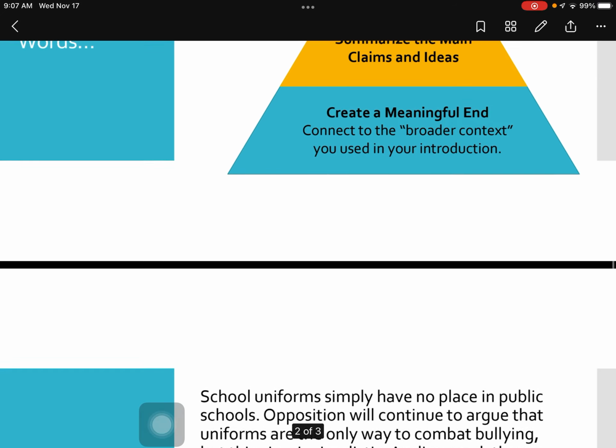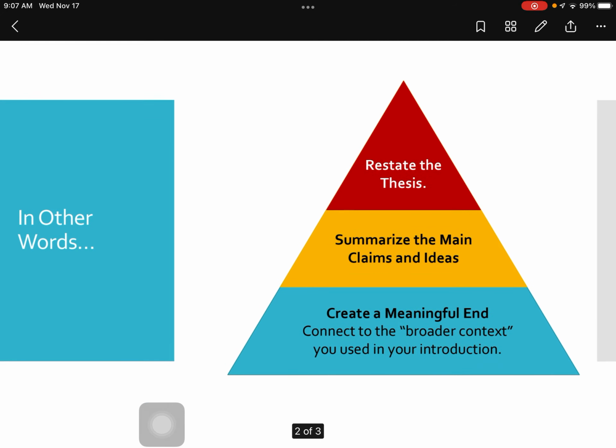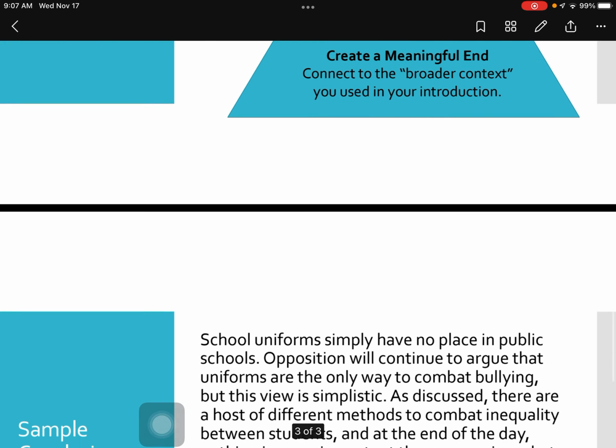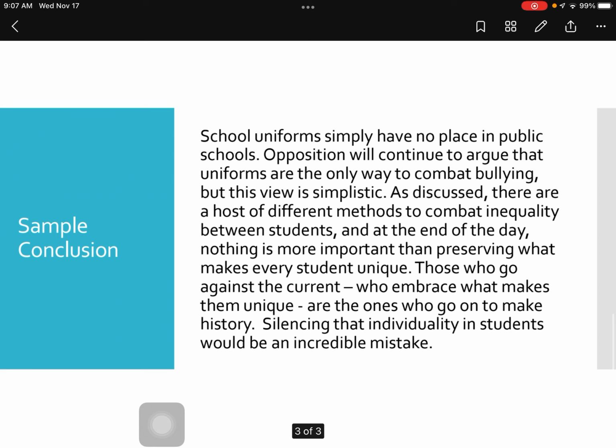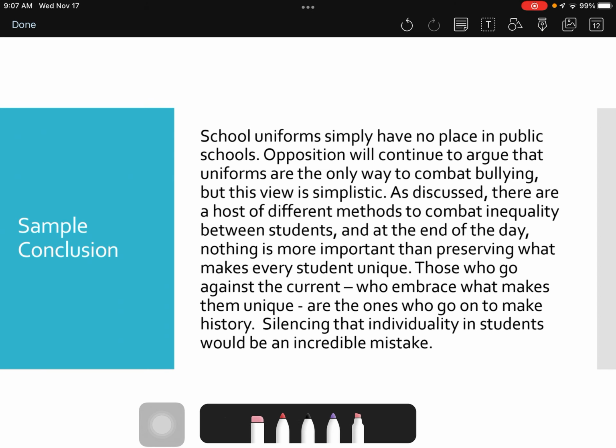So before we color code this, I'm going to go in and look for these 3 parts of my diagram. The first part is I'm going to look for where I restated my thesis. So if you noticed, the first sentence in my sample says, school uniforms simply have no place in public schools. That is the same thesis from my introduction. I've just reworded it a little bit to kind of reaffirm the argument that I've made over the course of my body paragraphs.